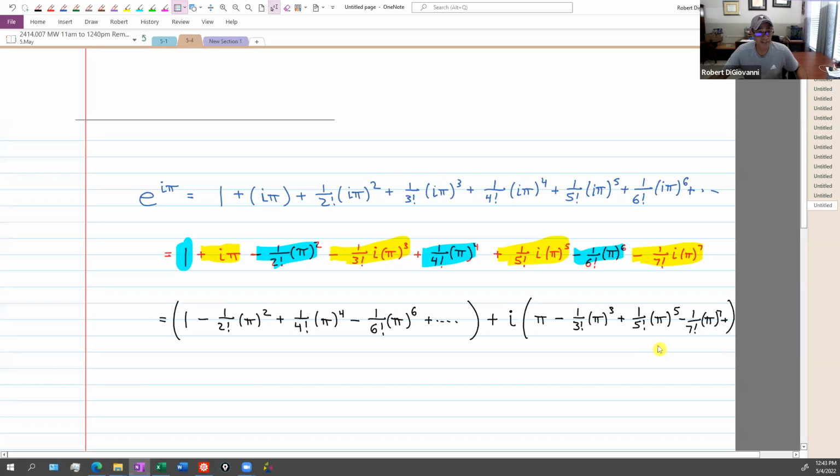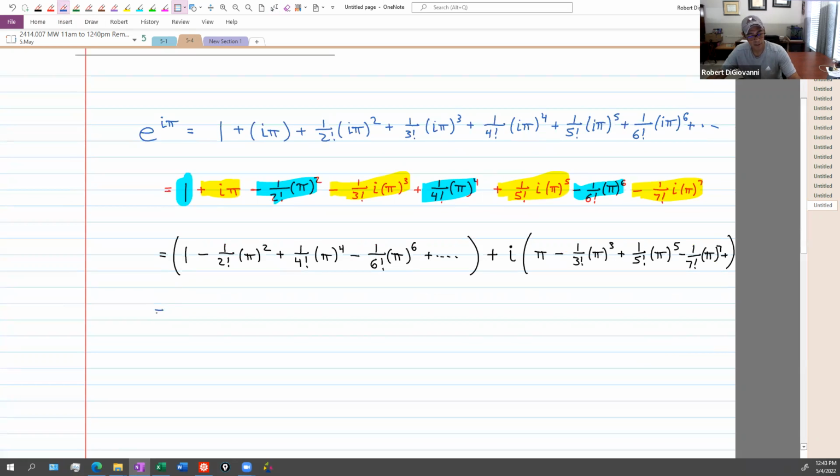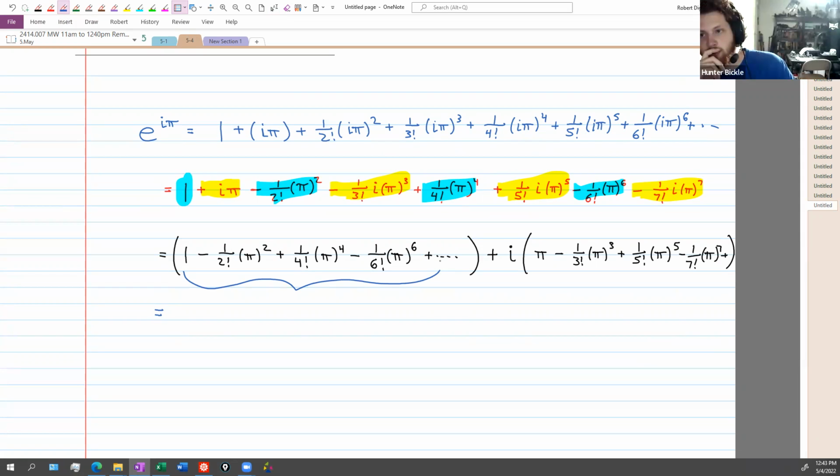Anybody see it? Can somebody tell me what this is? Is that cosine? That is cosine of what? Pi. It's cosine of pi, right? That's the cosine series with pi plugged in.